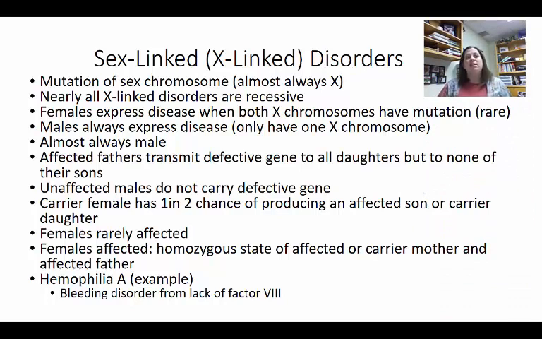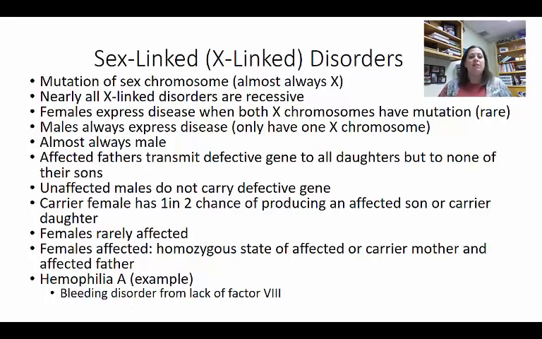Affected fathers will transmit their gene to their daughters, and their daughters will become carriers. Their sons will be normal. Unaffected males do not carry the defective gene. Carrier females have a 1 in 2 chance of producing an affected son, and so when we look at this, guys, the males do inherit it from their mothers. Their mothers can also make carrier daughters. Again, females are rarely affected.